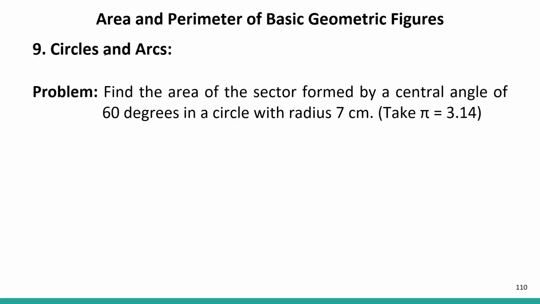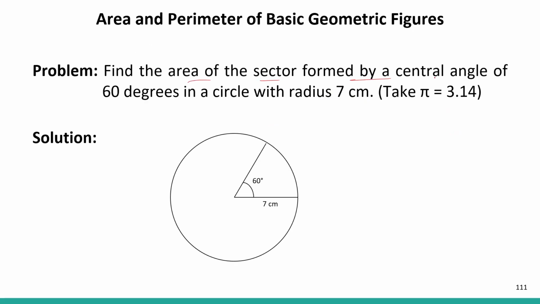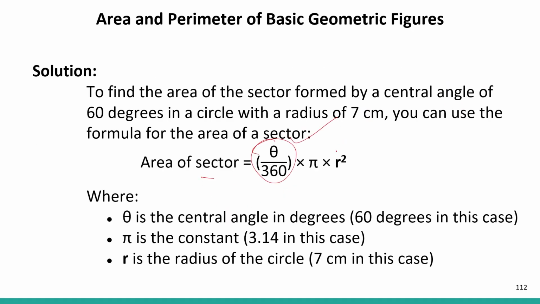So let's try to see the 9th kind of question, that is on circles and arcs. Find the area of the sector formed by a central angle of 60 degrees in a circle with radius 7 centimeter. Take pi is equal to 3.14. Okay, so area of the sector is equal to theta by 360 into pi into r square, right? So theta is the central angle, pi is the constant 3.14, and r is the radius of the circle, that is 7 centimeter in this case.